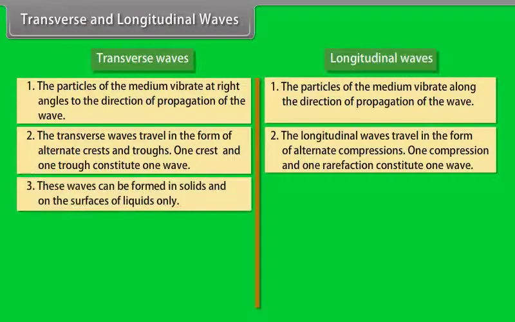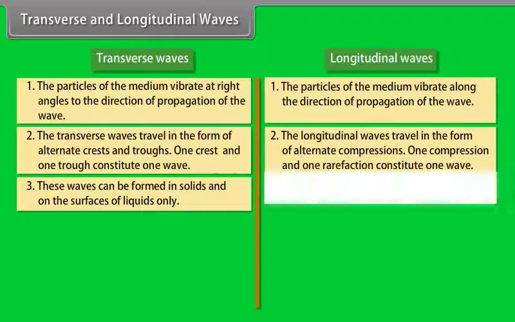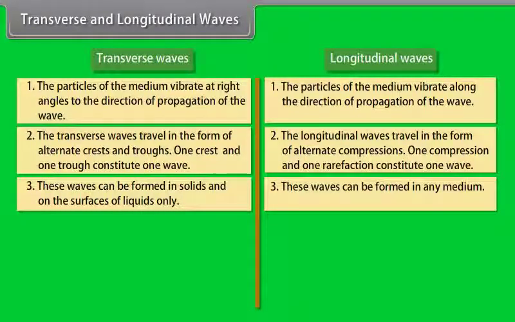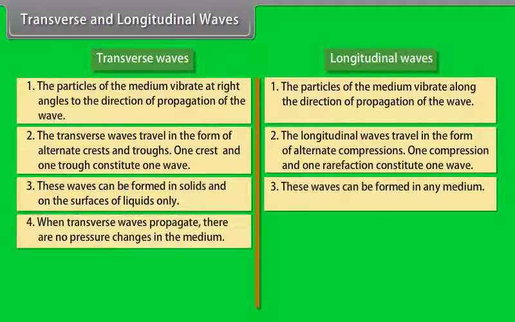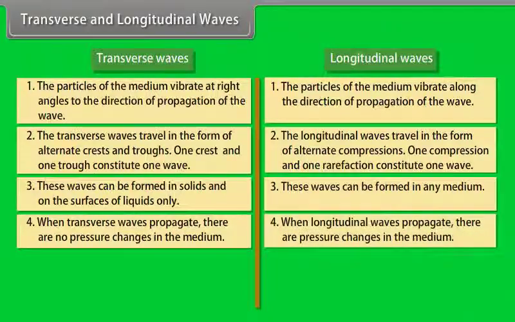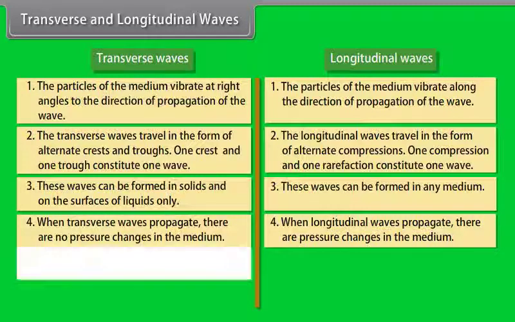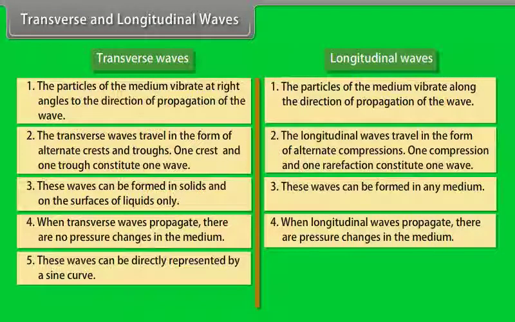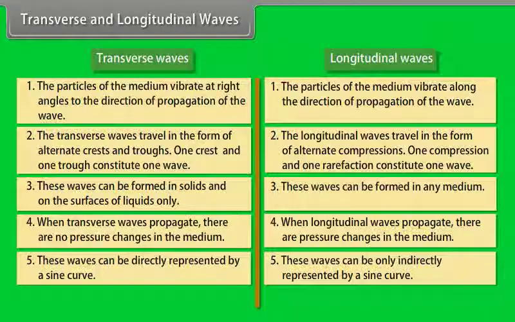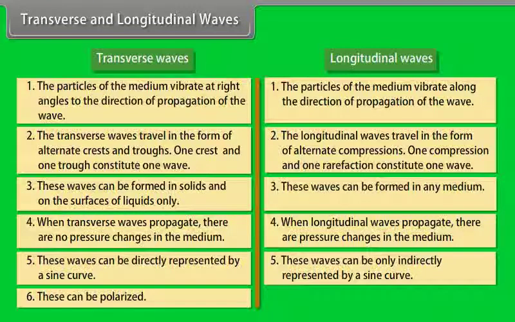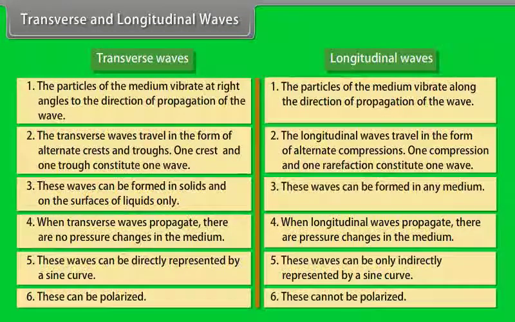Number 3. Transverse waves can be formed in solids and on the surface of liquids only, whereas longitudinal waves can be formed in any medium. Number 4. When transverse waves propagate, there are no pressure changes in the medium, but when longitudinal waves propagate, there are pressure changes in the medium. Number 5. Transverse waves can be directly represented by a sine curve, whereas longitudinal waves can be only indirectly represented by a sine curve. Number 6. Transverse waves can be polarized, whereas longitudinal waves cannot be polarized.